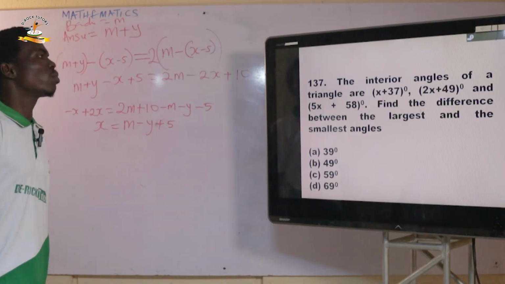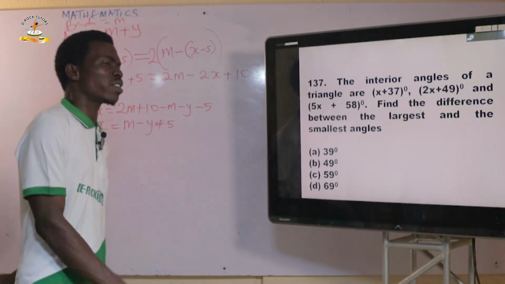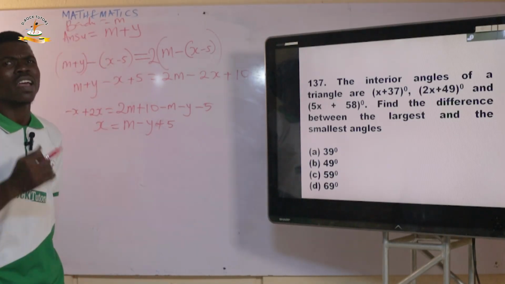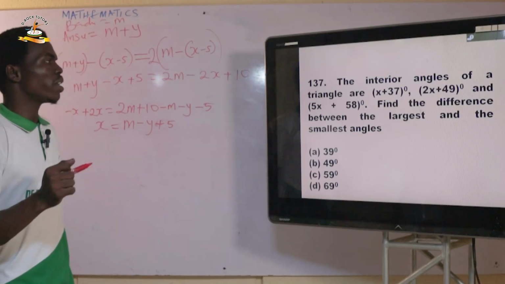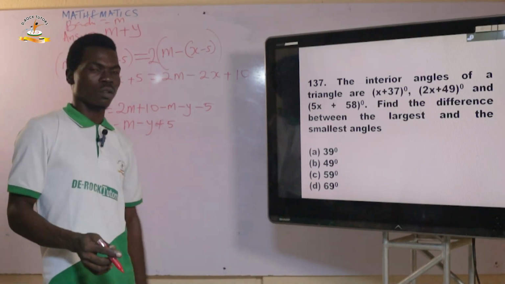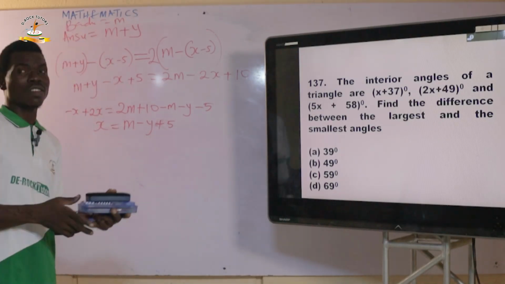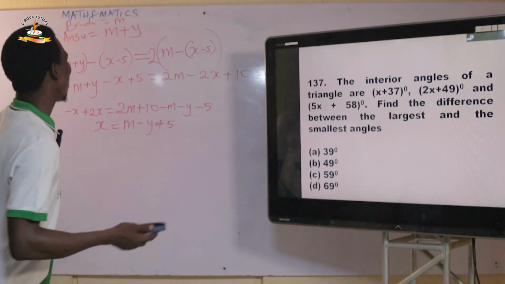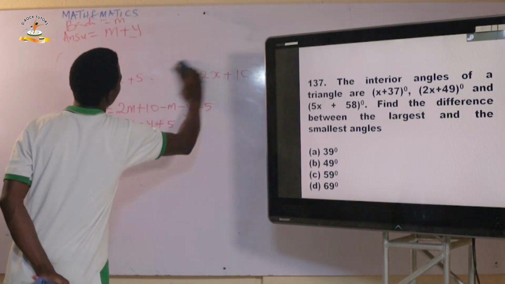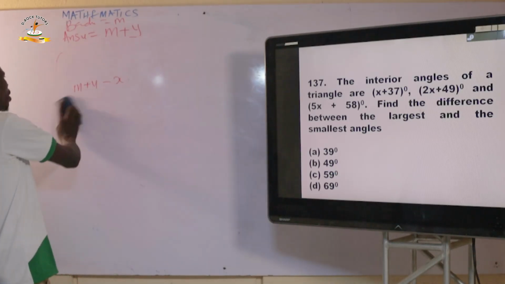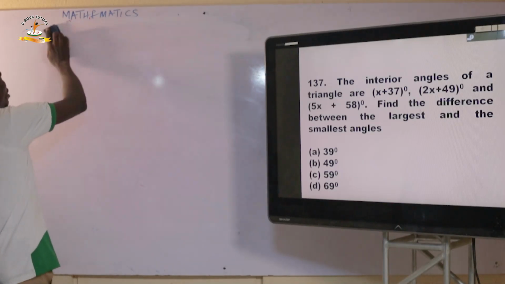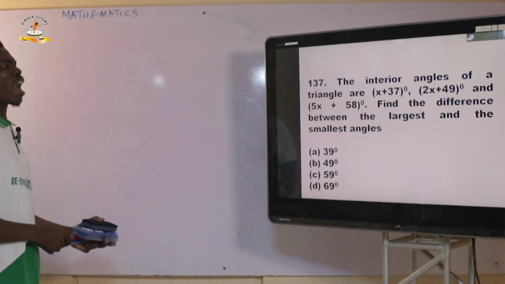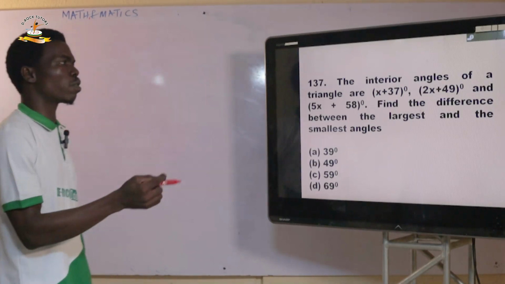Alright, the interior angles of a triangle are x plus 37 degrees, 2x plus 49 degrees, and 5x plus 58 degrees. Find the difference between the largest and the smallest angle. Alright, the first thing we need to find is the value of x. Then we can check which is largest and which is smallest of the angles. So let's find the value of x. One thing we know about a triangle is that the total angle in a triangle is always equal to 180 degrees.